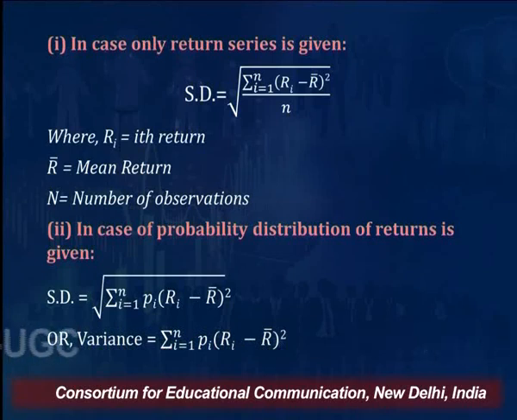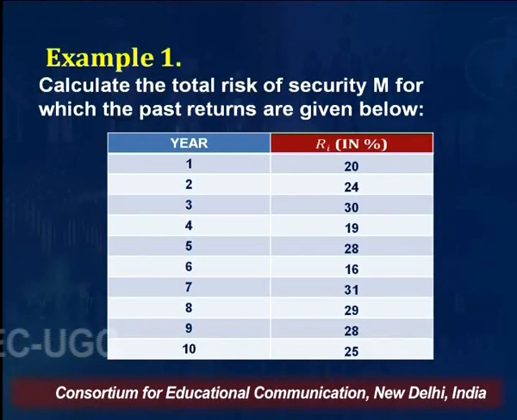Summation of i equals 1 to n, Pi, the probability, into (Ri minus R bar) whole square. R bar is nothing but the average return, right? So in this way you can calculate the variance. I will be explaining the variance separately. Now let me take one example.